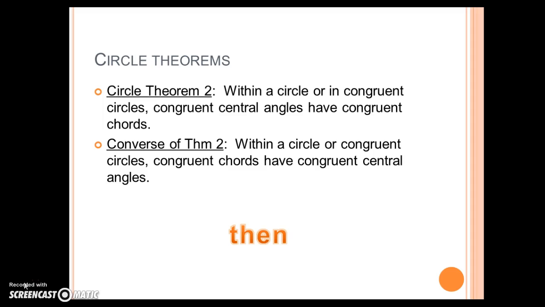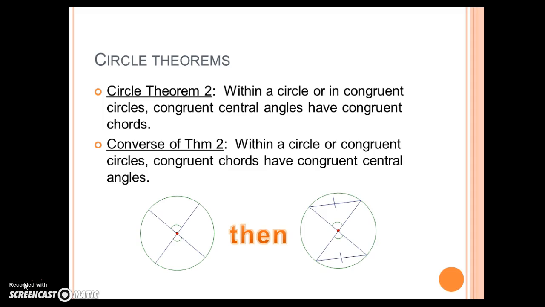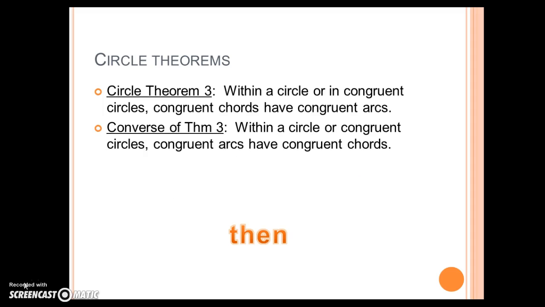Circle theorem 2 says, within a circle or congruent circles, congruent central angles have congruent chords. And the reverse is also true. If they're congruent chords, they have congruent central angles. So if I know the central angles are congruent, then I know the chords connecting the endpoints of those lines, or the intersection of diameters, are going to also be congruent. And the reverse is true. If the chords are congruent, the central angles are congruent.